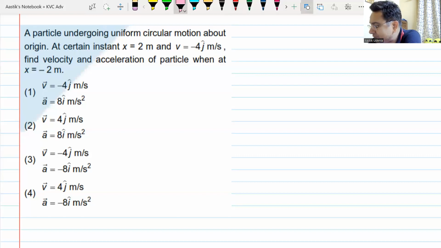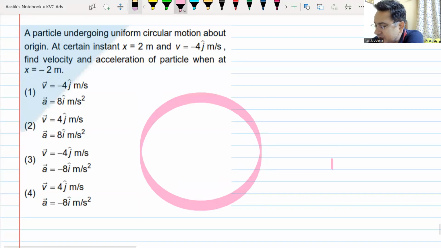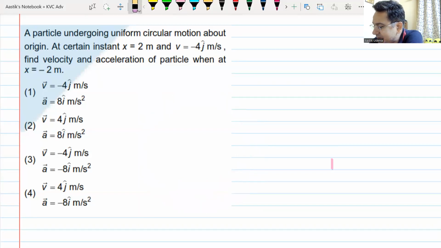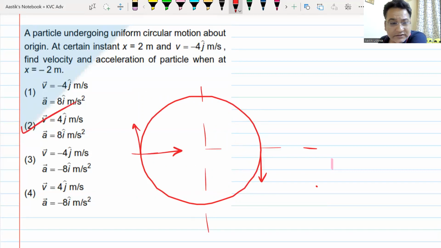You have taken too much time to solve a simple question. You can't take so much time to solve a simple question. Option 2, sir. At this point the velocity is here, so at this point it will be here, and acceleration would be here, and that is the answer. You should have taken 3 seconds to solve it.